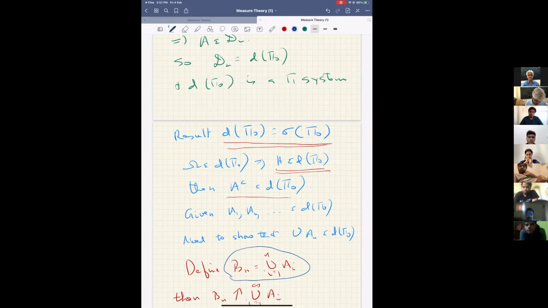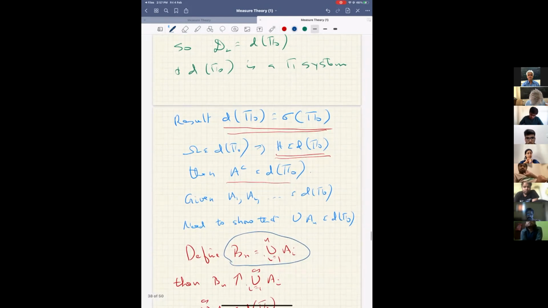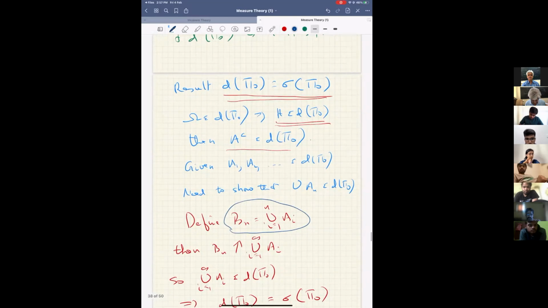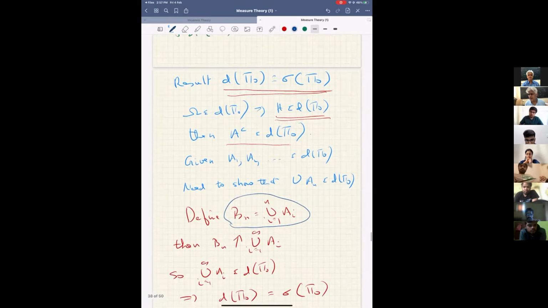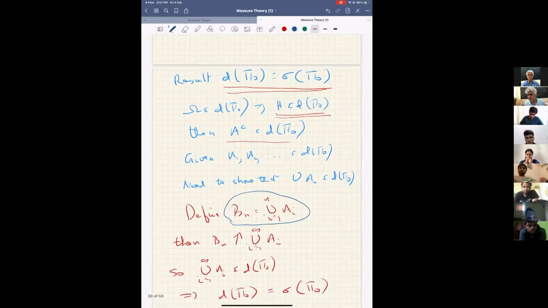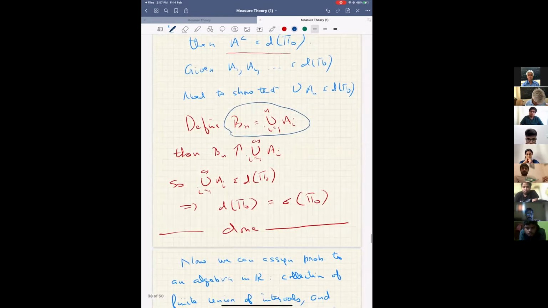So essentially what we've shown then is that two measures which agree on a pi system agree on the smallest sigma algebra which contains that pi system. Okay, so we have the uniqueness.